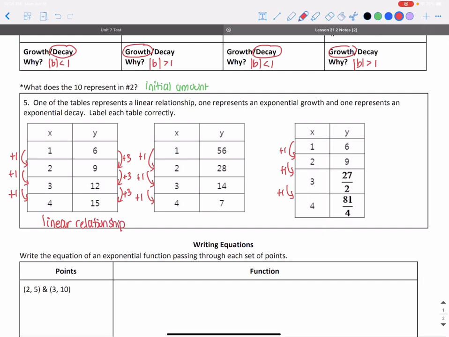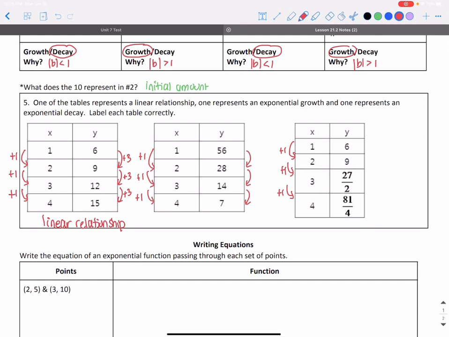For the second table, I'm looking for the pattern in my y's. How am I changing as I go from y to y? 56 to 28, 28 to 14, 14 to 7. I can tell that I'm decreasing, but I'm not subtracting by the same amount every time, because 56 minus 28 is not the same as 28 minus 14, which is not the same as 14 minus 7.